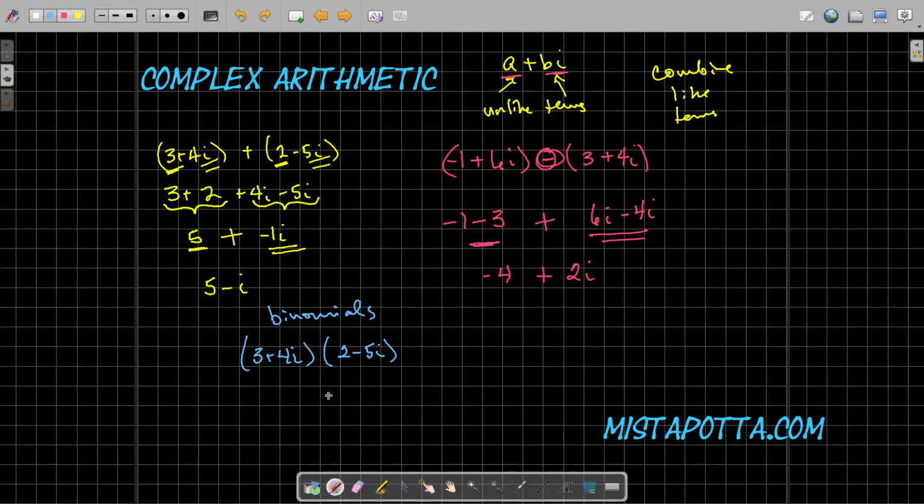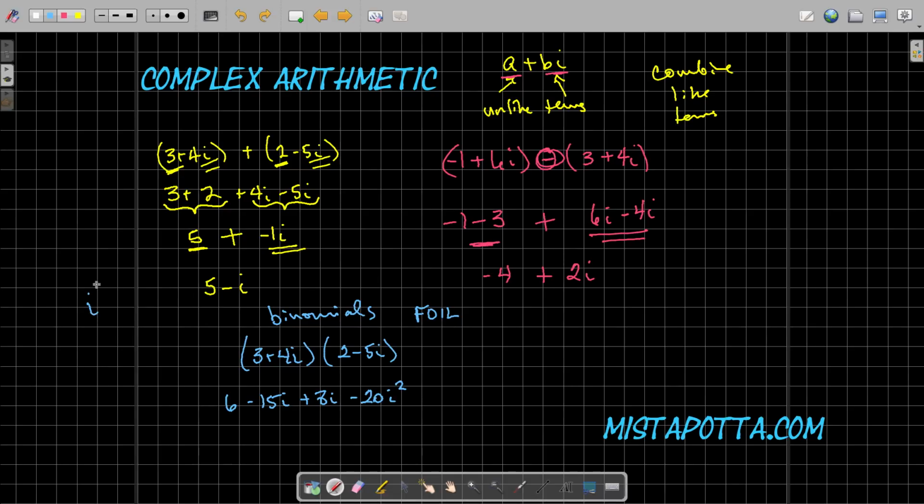And of course, I can distribute the binomials using the term we called FOIL. So multiply the first terms. 3 times 2 is 6. I've got outer terms. 3 times negative 5i is negative 15i. I've got 4i times 2 for my inner terms, which is 8i. And then I have 4i times negative 5i, which would be negative 20i squared.